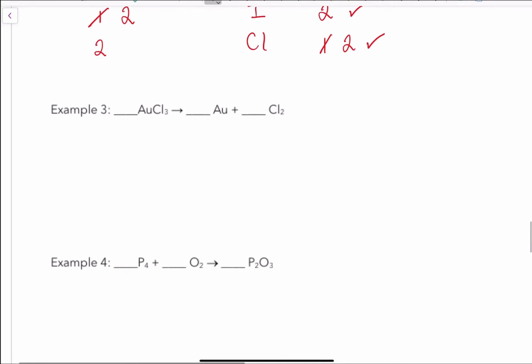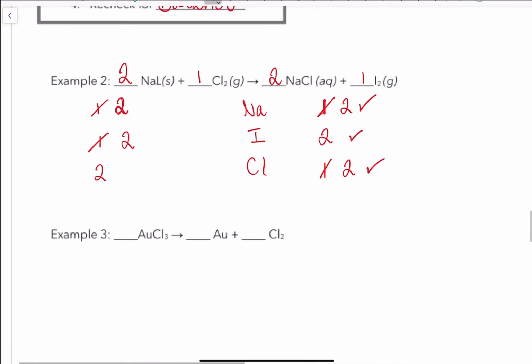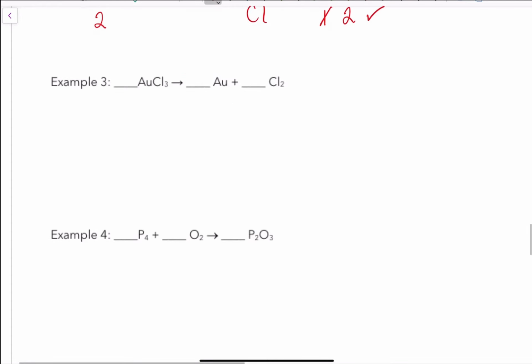Okay, example 3. Let's start having you try some of this on your own. So why don't you try to do the atom inventory on your own? Maybe even try to start balancing it too, just depending on your comfort level. But go ahead and try the atom inventory, where we make the list of what we have. Try that part on your own.